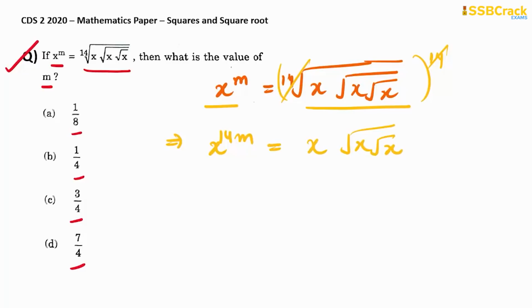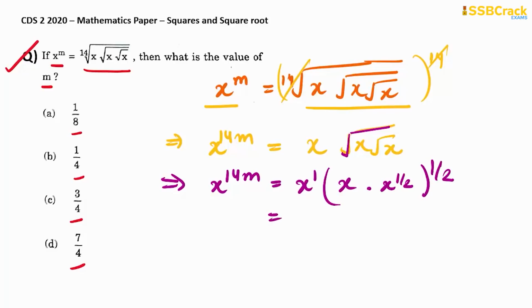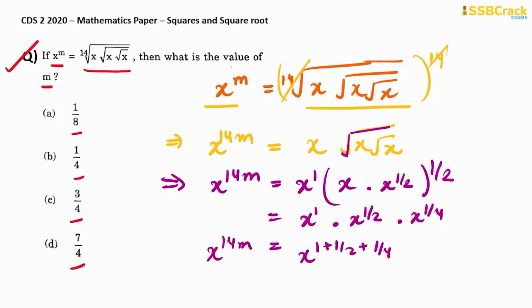Right. Now we can write their powers separately in the numericals. Okay. So it will be x to the power 14m is equals to x to the power 1. Now we know that root is written as half power. So it will be x into x to the power half whole power half. Okay. So it will become x to the power 1 into x to the power half into x to the power 1 by 4. Okay, so here we get x to the power 1 plus 1 by 2 plus 1 by 4. And here x to the power 14m, right?